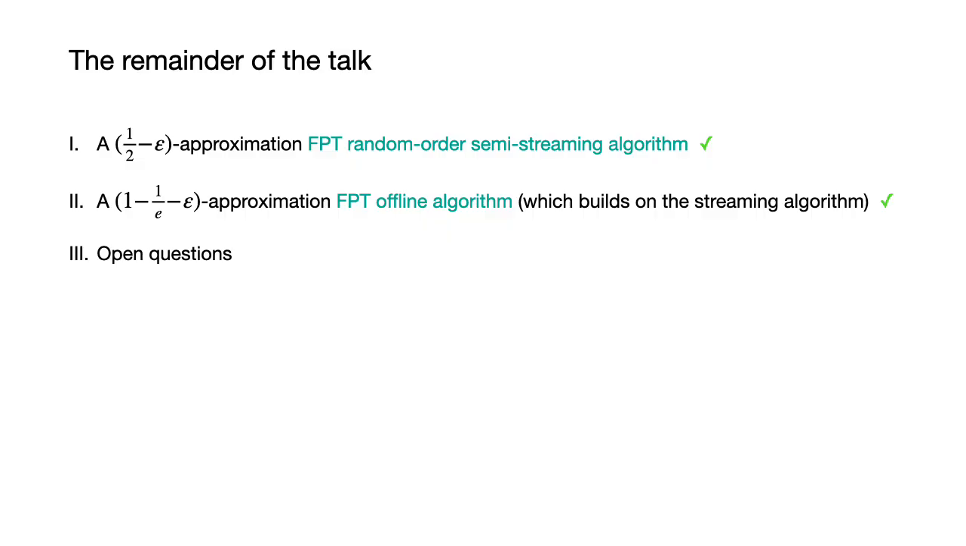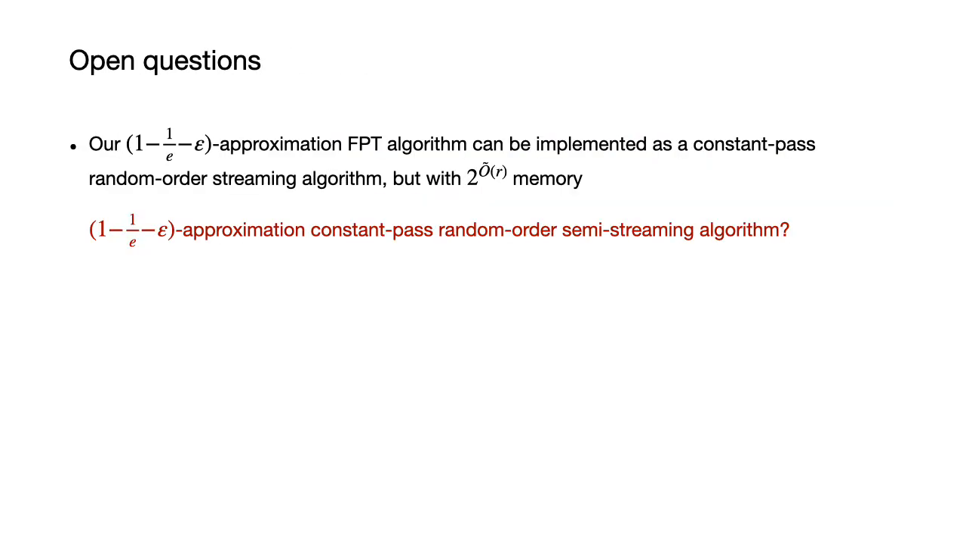Now I want to finish by mentioning a few open questions. First, I want to mention that our near 1 minus 1 over e approximation FPT algorithm can be implemented as a constant pass random order streaming algorithm, but this implementation will take exponential memory. So an open question is whether we can get the same approximation factor by a constant pass random order semi-streaming algorithm.